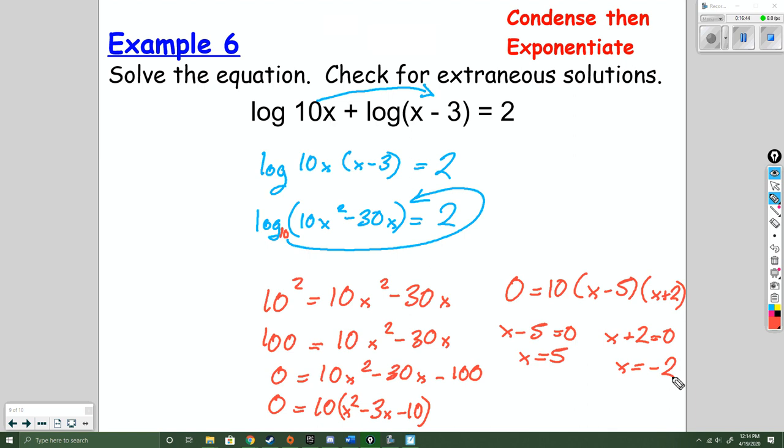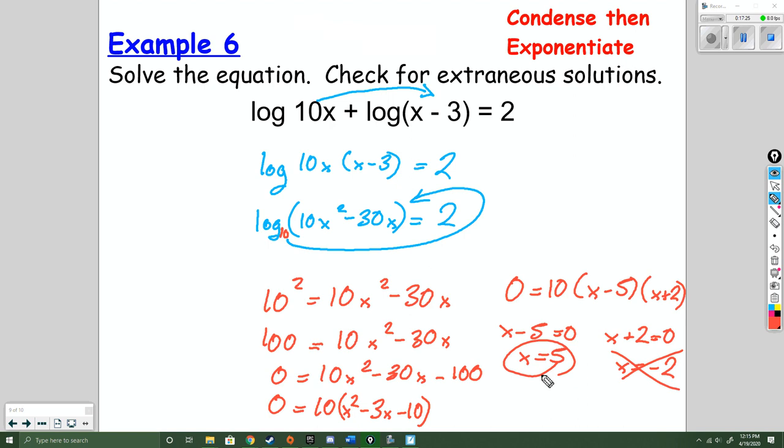All right, we also have to check for extraneous solutions. There's some solutions that may not work in the context of this problem. So if we plug in 5 and we plug in negative 2, we'll figure out which one, maybe both of them work, maybe neither of them work, maybe one or the other work. So we would have, if we plug in 5, log of 50 plus log of 2, and if we do that, we get 2. If we plug in negative 2, we'd have log of negative 20 plus log of negative 5, and we're going to notice that that is the one that doesn't work in the context of this problem.